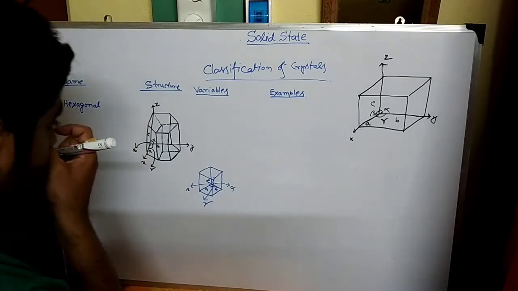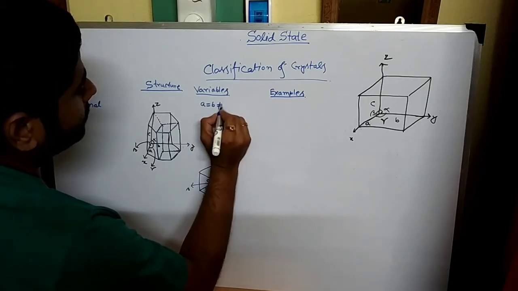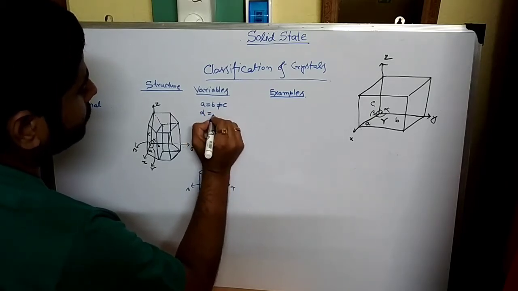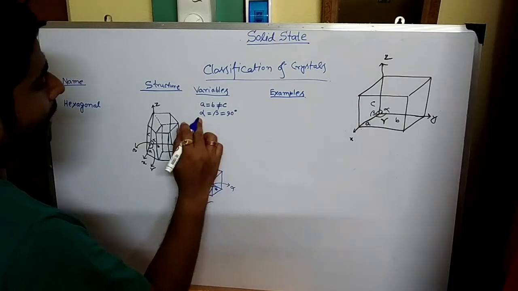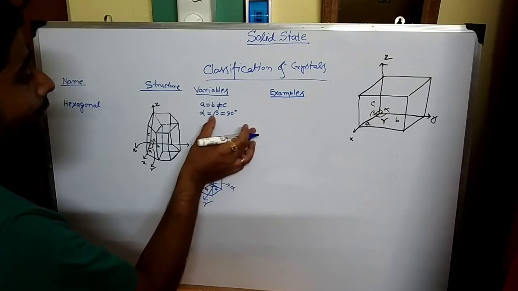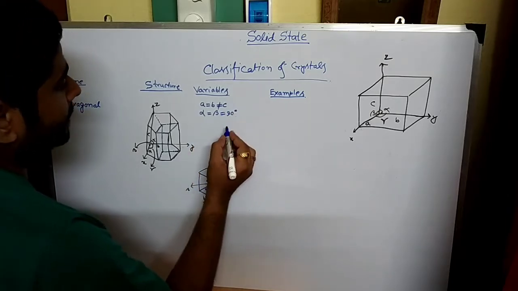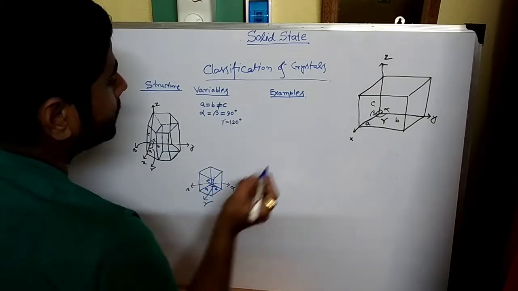So what are the restrictions? What are the variables for this? So A equals B not equal to C, and alpha equals beta equals 90 degrees. Here I made the mistake. Alpha equals beta: in the previous video I mentioned it is not equal to 90 degrees, but actually it is equal to 90 degrees, and gamma equals 120 degrees.